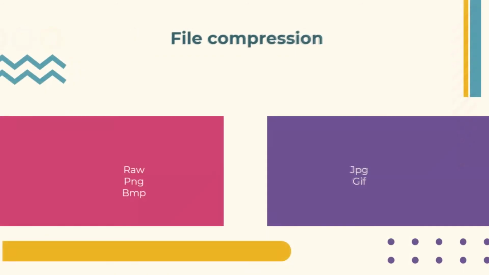The next step is file compression. File compression has 2 types. The main 2 types are lossless and lossy. Lossless has 3 examples: first RAW, second PNG, and third BMP. The next type is lossy file compression. Lossy has 2 examples, JPG and GIF.